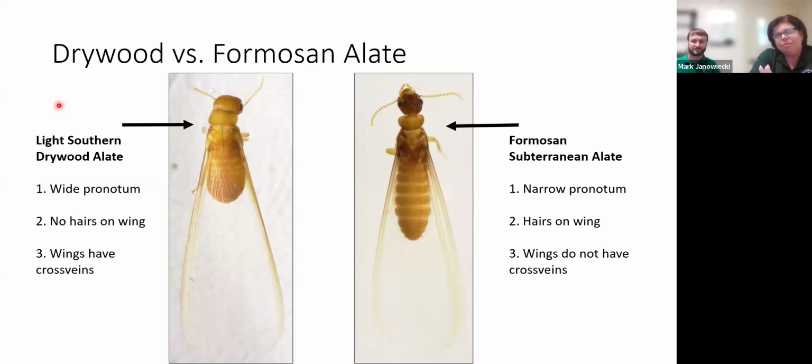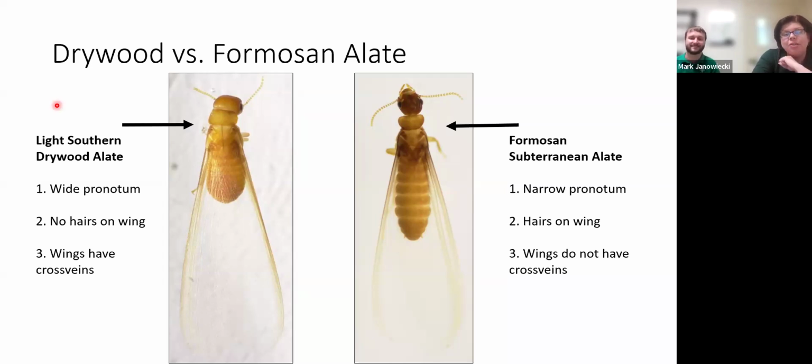So when a homeowner finds a swarming termite in their home around this time of year, you need to know what you're dealing with. Control methods for subterranean termites and drywood termites are going to be very different. I think that is part 3 of this homeowner series.